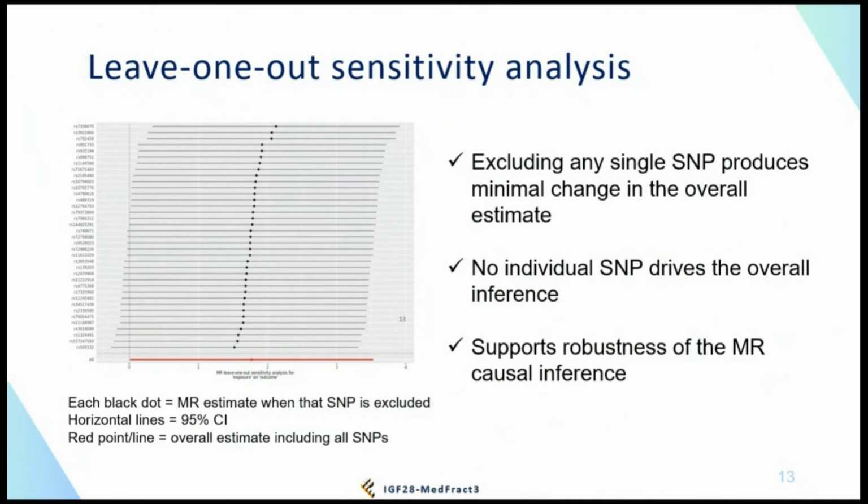And this slide, the leave-one-out sensitivity analysis, shows each black dot represents a Mendelian randomization estimate obtained when one SNP is excluded. The red dot and the line at the bottom shows the overall estimate with all the SNPs. As you can see from this picture, excluding any single SNP produces a minimal change in the overall estimate. So it means no individual SNP drives the overall inference, which supports the robustness of our Mendelian randomization causal inference.